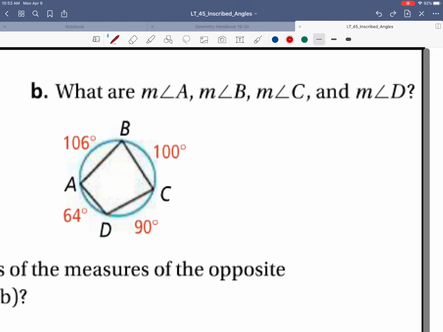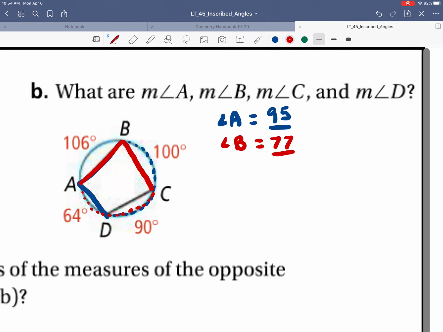Pause the movie, try B on your own, and press play when you are finished. Okay, so for each of these, we see that angle A opens up here to the arc 100 plus 90. So for angle A, we add 100 plus 90, divide by 2, and we get 95. To get angle B, B opens up to 64 plus 90, its intercepted arc. So we add 64 plus 90, and then we divide by 2 to get what its measure is.